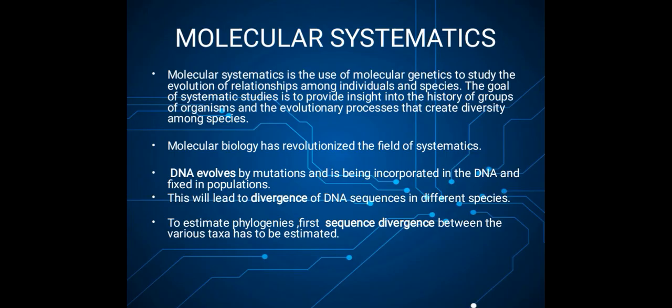Next is molecular systematics. Molecular systematics is the use of molecular genetics to study the evolutionary relationships among individuals and species. The goal of systematic studies is to provide insight into the history of groups of organisms and the evolutionary process that creates diversity among species. Molecular biology has revolutionized the field of systematics. DNA evolves by mutations that are incorporated in the DNA and fixed in populations. This will lead to divergence of DNA sequence in different species. To estimate phylogenies, first sequence divergence between the various taxa has to be estimated.